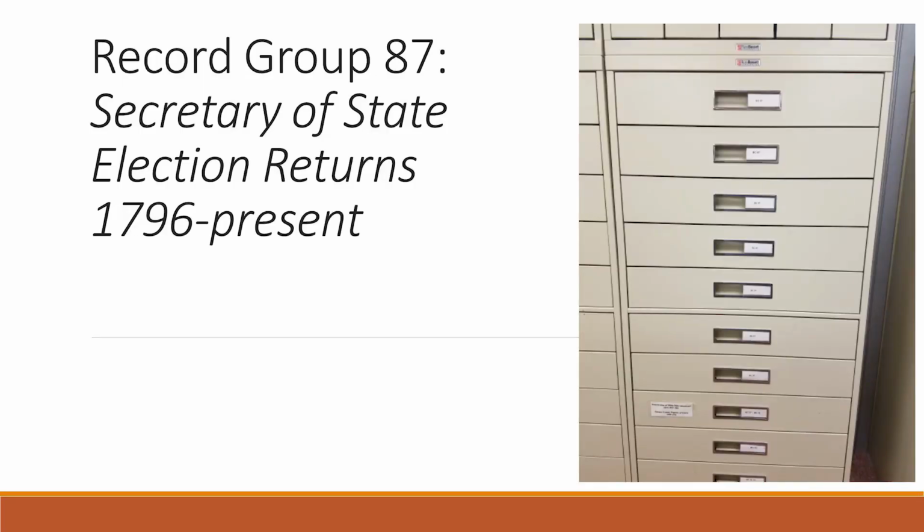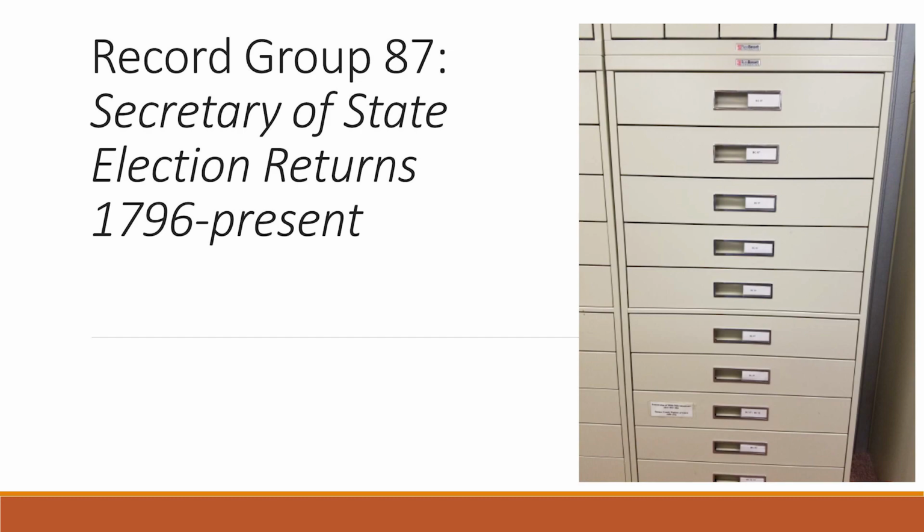So let's drill down into these and start looking at some of the record groups that relate to elections. Record Group 87 is probably the largest one. Its title is Secretary of State Election Returns 1796 to present. I love that "present" because that means the record group is alive and well and still growing. I have a picture here for you. There are about 10 drawers of this record group alone, about 700 reels of microfilm just in this one record group. The last reel that I saw in this group was dated 2004.